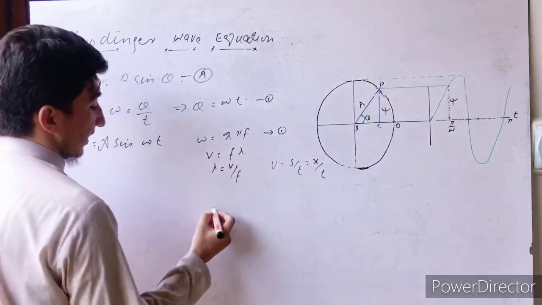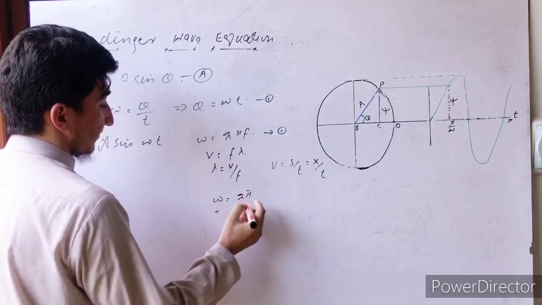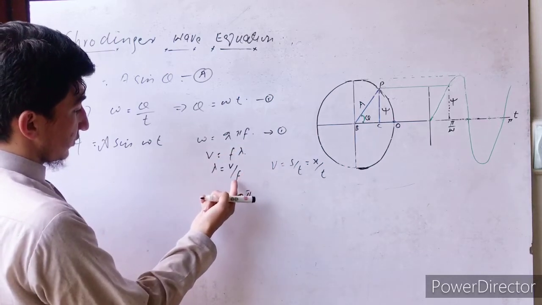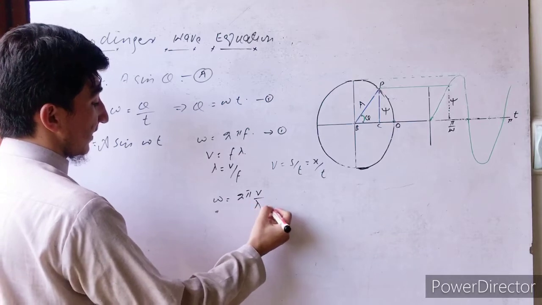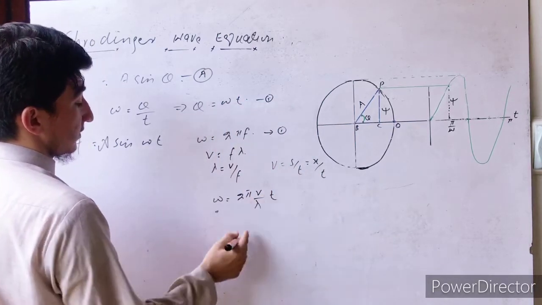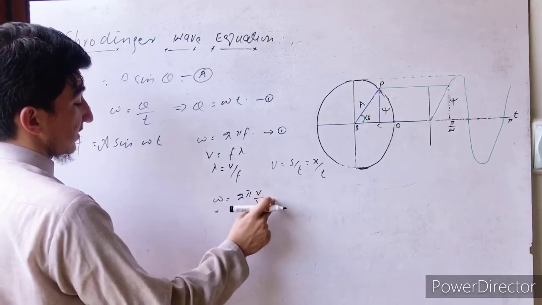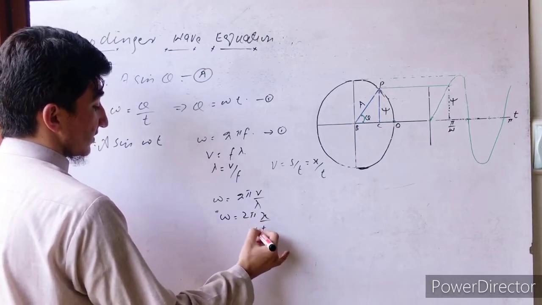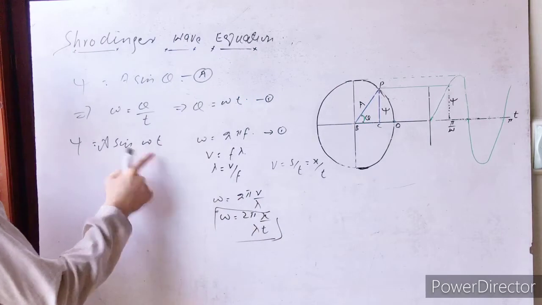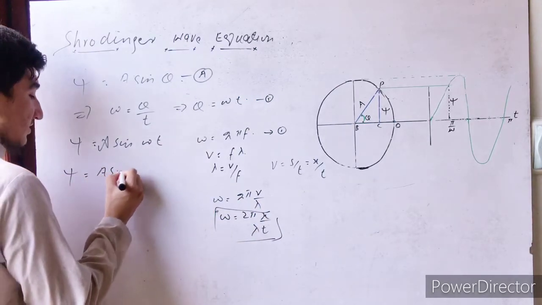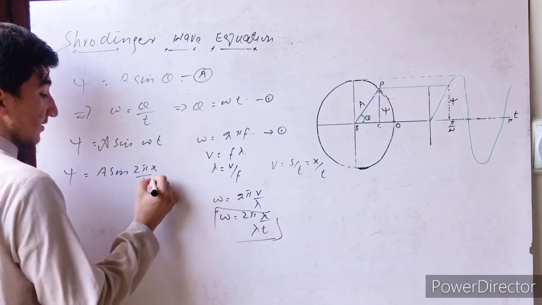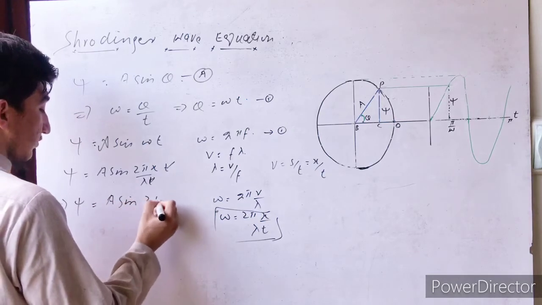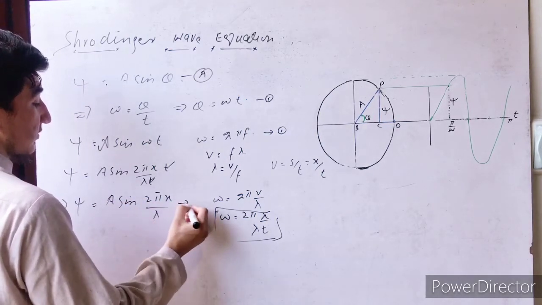Now let's rearrange it a little bit. Omega equals 2 pi f, where v is equal to f lambda, so f equals v by lambda, and v is x by t. So omega equals 2 pi x divided by lambda t. Put the value of omega over here, and you get psi equals A sin 2 pi x divided by lambda t, multiplied by t. Cancel this one. We get psi equals A sin 2 pi x divided by lambda. This is equation number b.